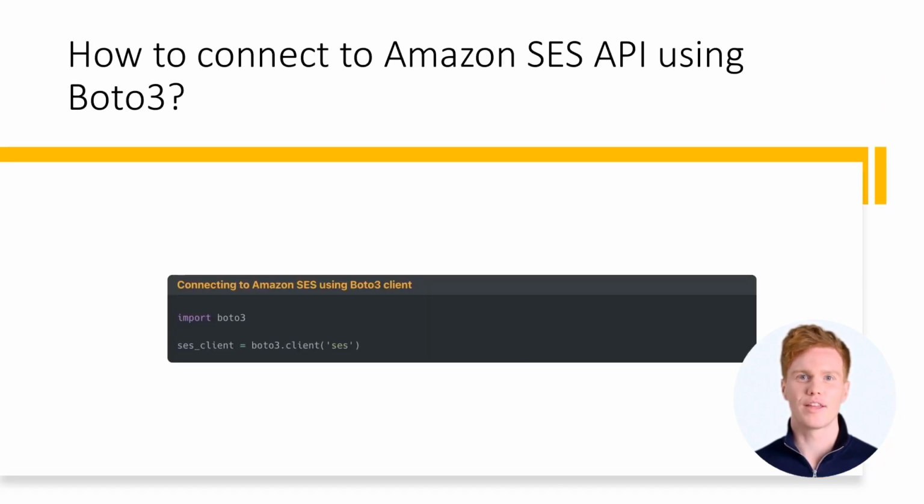To connect to Amazon SES API using the Boto3 library from your Python script or a Lambda function, you need to use the Boto3 SES client. At the time of this video recording, SES resources are not implemented in Boto3 library. Please check out the quick intro to Boto3 clients and resources video for more information about these options for working with AWS APIs using Boto3.